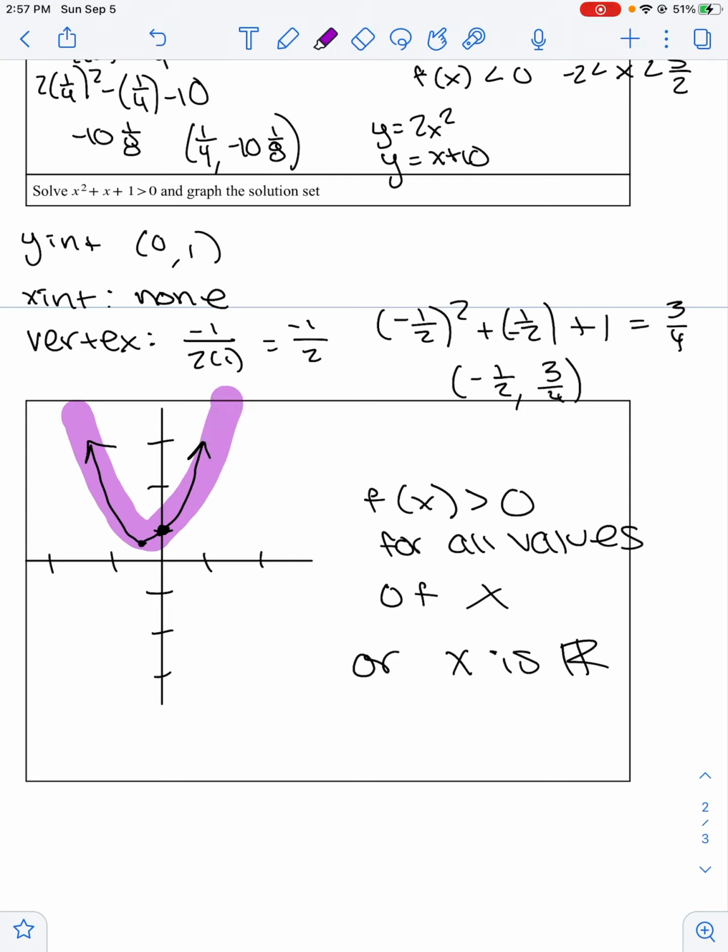Because above the x-axis is the whole graph. So that's why we are on the real numbers.